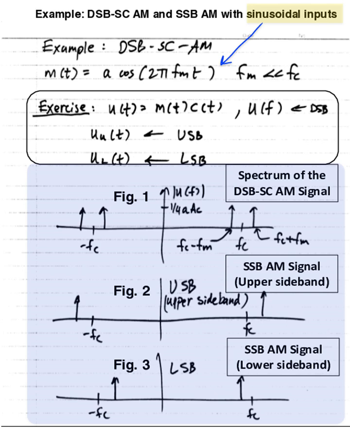For the single sideband upper sideband signal, we take the upper single sideband from figure 1. This gives us the spectrum in figure 2. For the single sideband AM lower sideband signal, we take the lower single sideband from figure 1. This gives us the spectrum in figure 3.